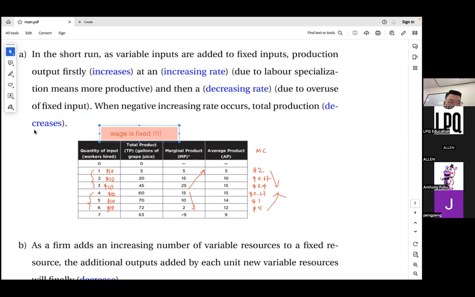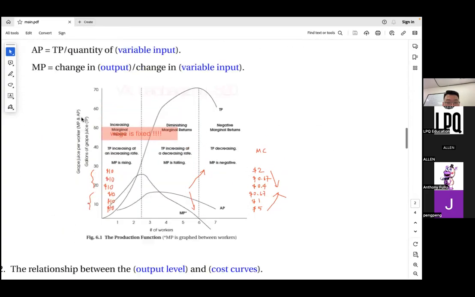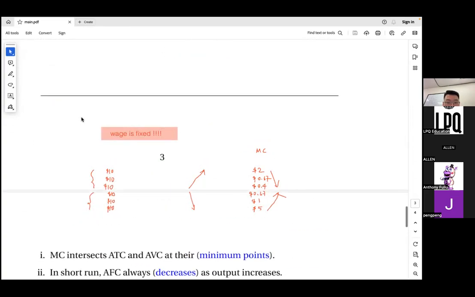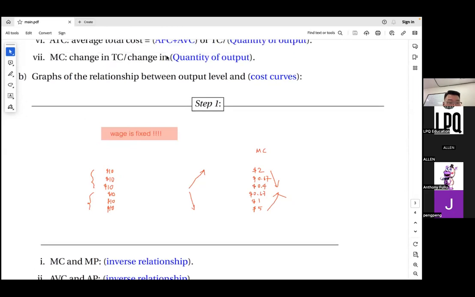Any questions regarding why we can get an inverse relationship between MP and MC? No questions. Okay, no questions. Yeah, can we find the... what is the last graph?